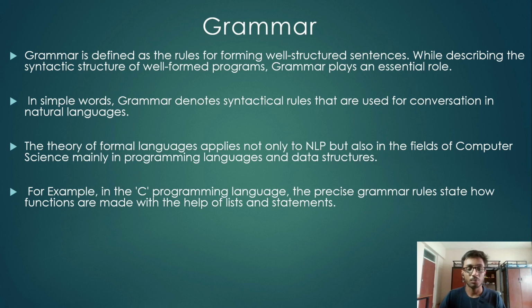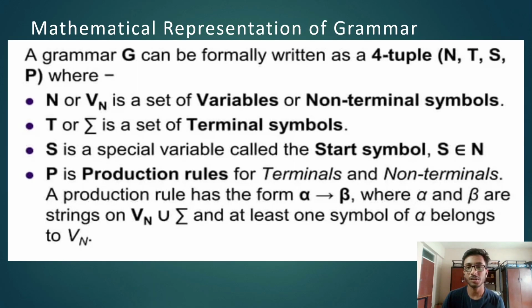The theory of formal language applies not only to NLP but also to the fields of computer science, mainly in programming language and data structure. For example, in the C programming language, the precise grammar rules state how functions are made with the help of lists and sentences.